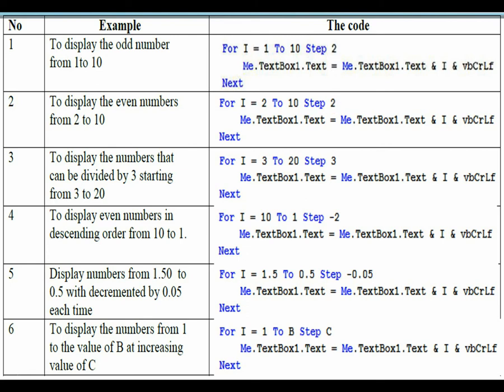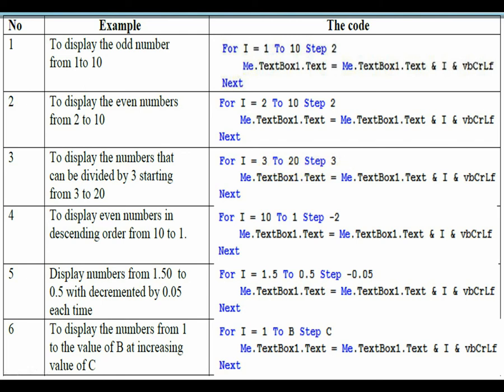Can we display some other numbers? Maybe to display the numbers that can be divided by 3, starting from 3 to 20, the same. The start value is 3 and the end value is 20, and the increment is 3 because it's divided by 3. For I equals 3, start value, to 20, end value, step 3.